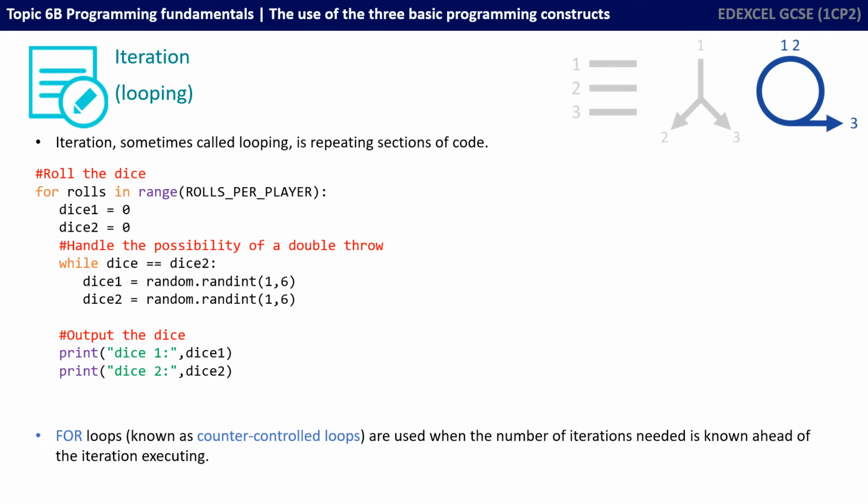The final programming construct is iteration, often known as looping. And this is where we get to repeat sections of code. There are several ways of doing this. A popular one is the for loop, and a for loop is known as a counter-controlled loop. We use this when the number of iterations needed is known ahead of the iteration executing. So for example, here we're saying for rolls in range, rolls per player. And if rolls per player was 9, it would be for rolls in range 9. So we know the number of times we want to execute or iterate, repeat this code.